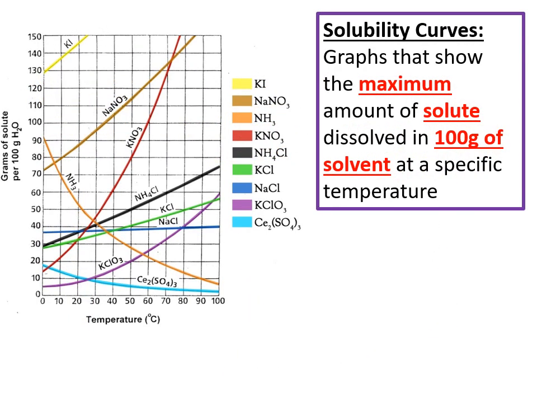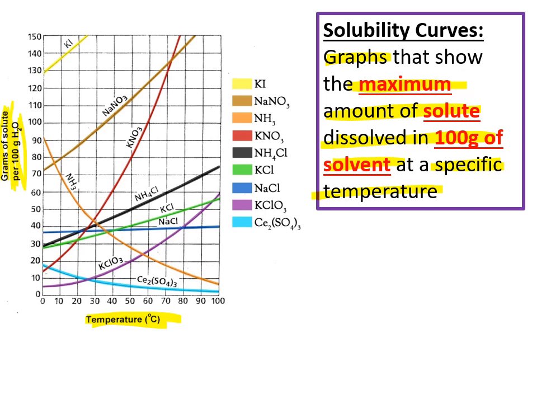So this is a solubility curve. A solubility curve is a graph and it shows the maximum amount of solute dissolved, usually just about always in 100 grams of solvent at a specific temperature. We're just going to look at this really fast. My x-axis tells me my temperature. My y-axis tells me how many grams of solute are in 100 grams of water at that temperature. And then we have a bunch of solutions.